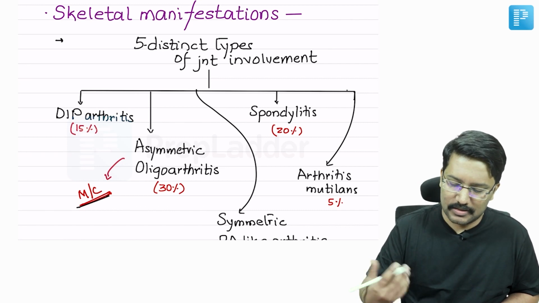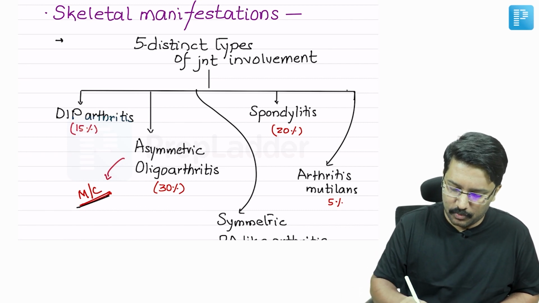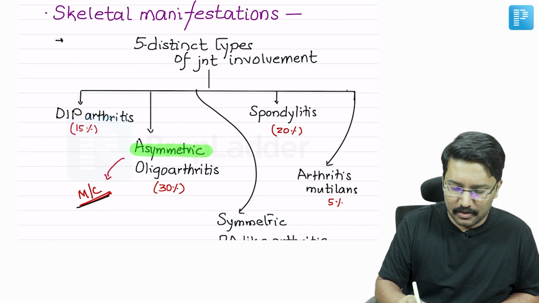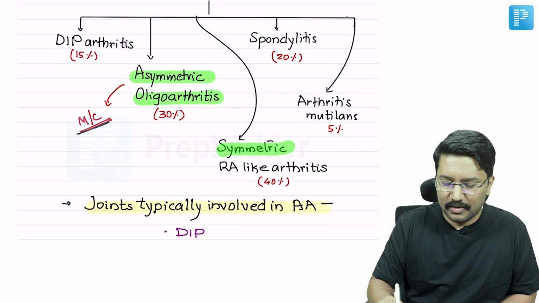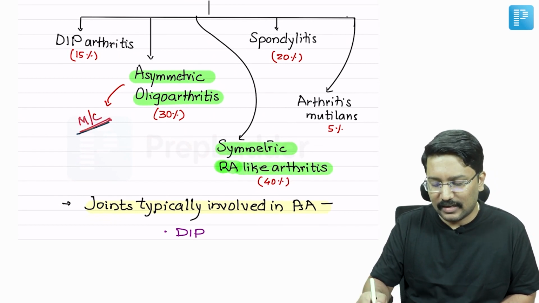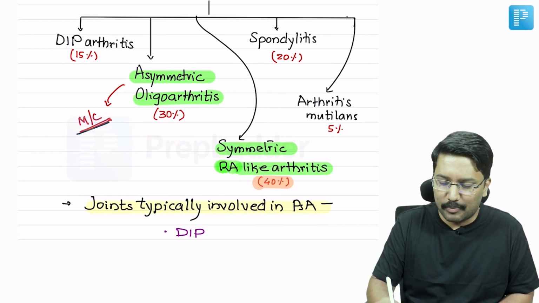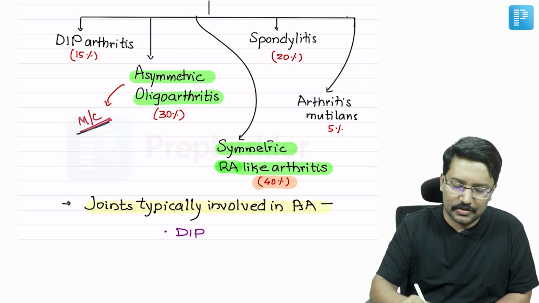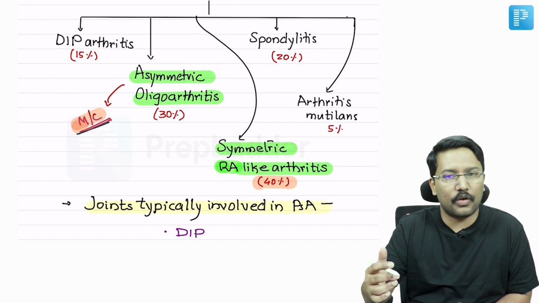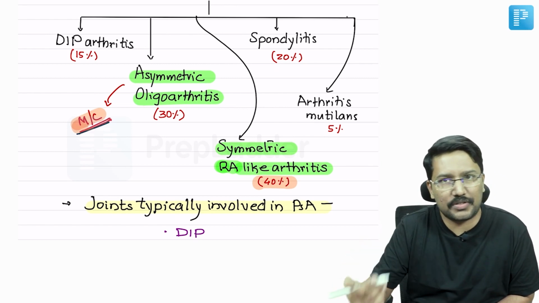So my recommendation is, if there is an MCQ asking you what is the most common, go with asymmetric oligoarthritis rather than going with Harrison, which says symmetric rheumatoid arthritis-like arthritis is the most common, going by his number of 40%. Right? That is what Harrison gives. But I would strongly urge you to go with asymmetric oligoarthritis as the answer if there is a question about it.